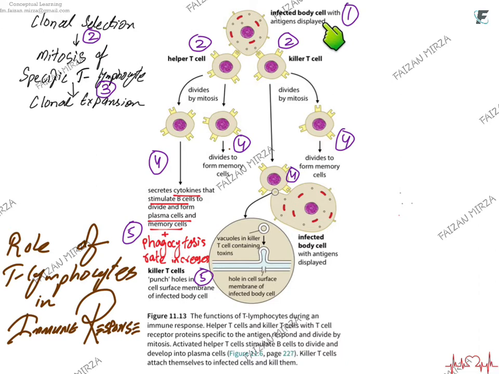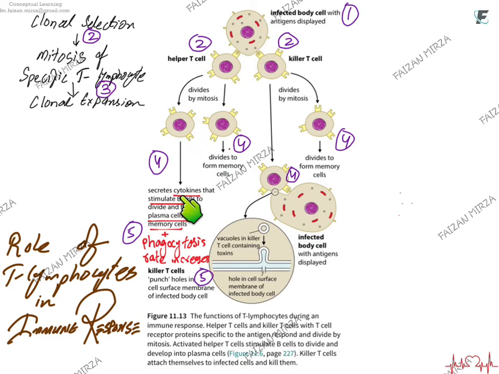So these are like 5 steps here. This is an antigen presenting cell. The killer T cell and the helper T cell, with their T cell receptor, attach to the antigen on the surface of the antigen presenting cell. Helper T cells divide by mitosis, the same clonal selection and clonal expansion occurs. And once the helper T cells have been made, you will have memory cells of the helper T cells.